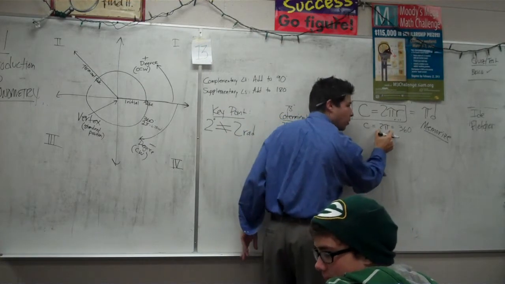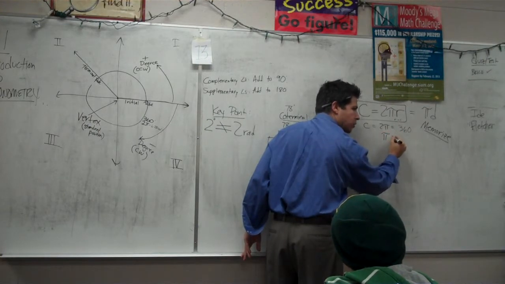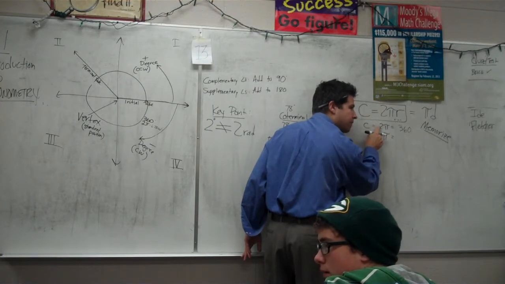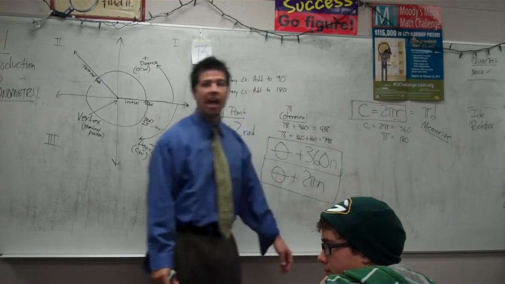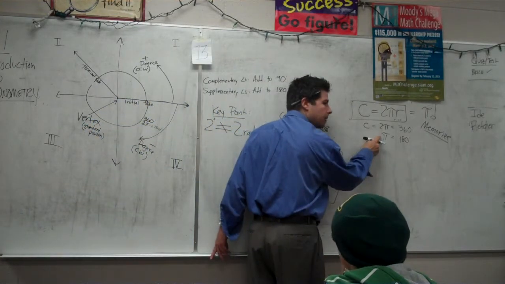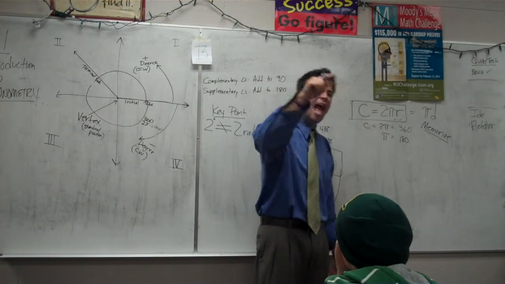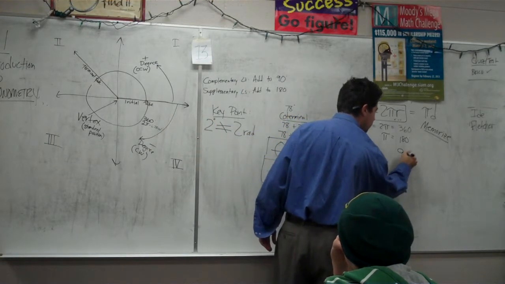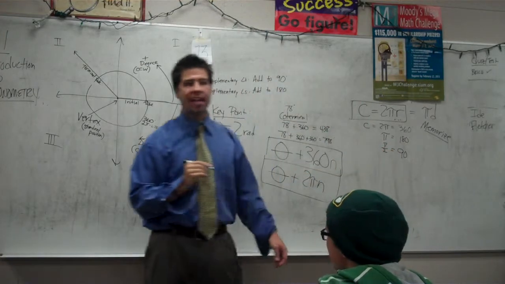If 2 pi is all the way around the circle, which is 360 degrees, King, what is 1 pi equal to? 1 pi is half the circle, or 180 degrees. Memorize it. And if pi is half the circle, what is half of the half? 90 degrees, or 1/4 of the circle, also known as pi over 2. Memorize it.